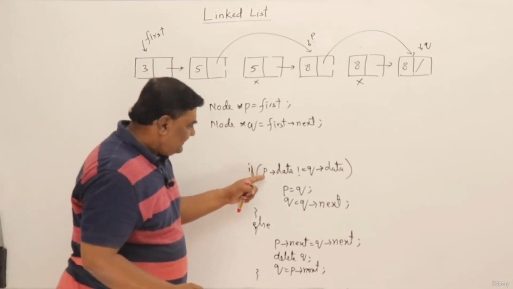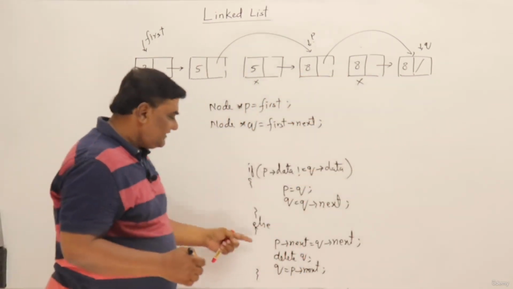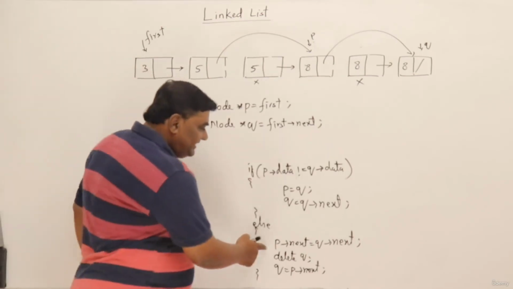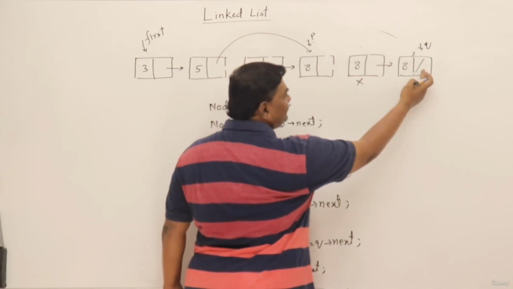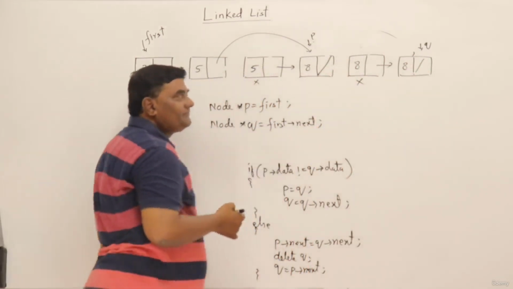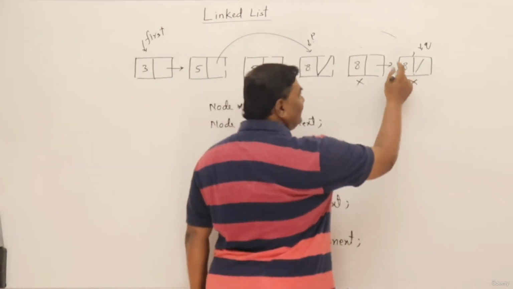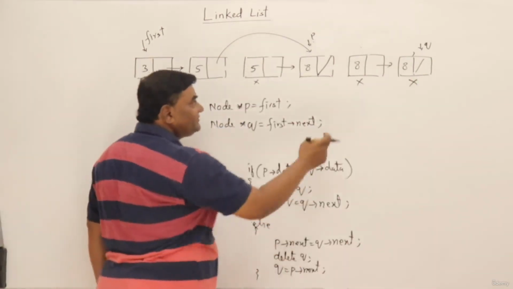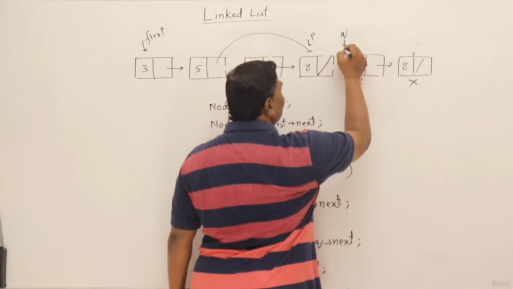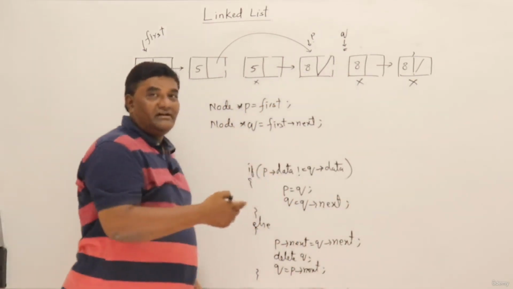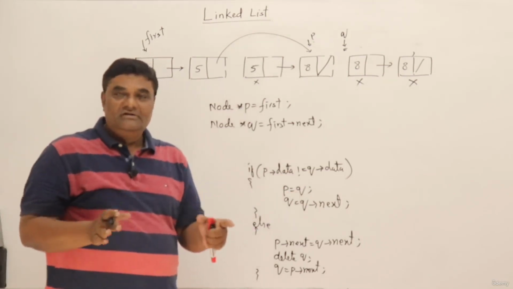Continue. Data 8, 8, it is equal. Enter into the else part. P's next should be Q's next. What is Q's next? Null. So make it null. Then delete Q. This node is deleted. Next, Q equals P's next. So Q should become P's next. What is P's next? Null. So Q became null. Q has reached the end of the linked list. There are no nodes further, so we should stop.